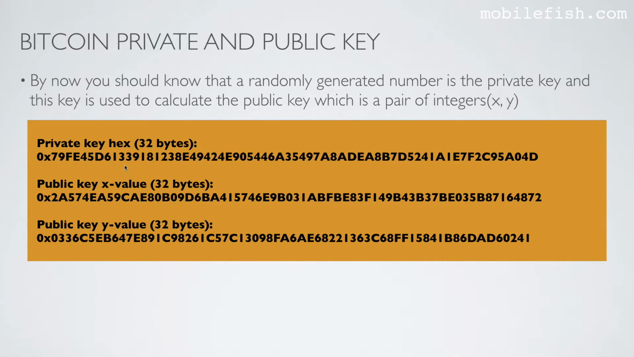The private key is 32 bytes long. Here's an example of a public key X coordinate, which is 32 bytes long. And here's an example of a public key Y coordinate, which is also 32 bytes long.